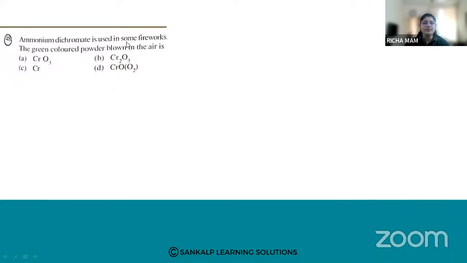Ammonium dichromate is used in some fireworks. What is the green colored powder blown in the air? Ammonium dichromate, (NH4)2Cr2O7, if you heat it, what will happen? It will form Cr2O3 plus N2 plus 4H2O. So it is the green color.